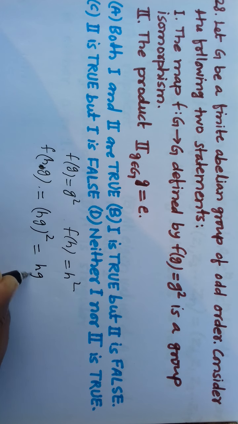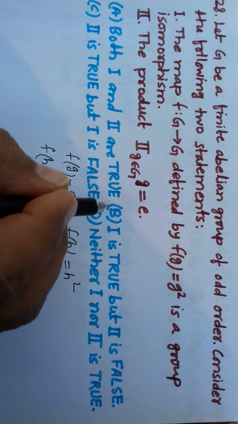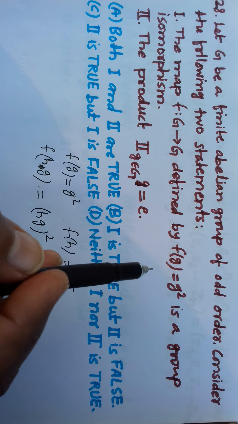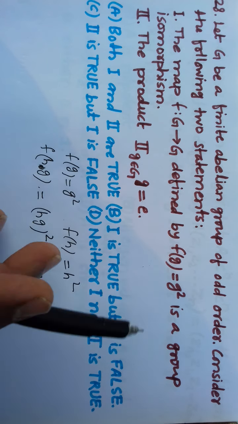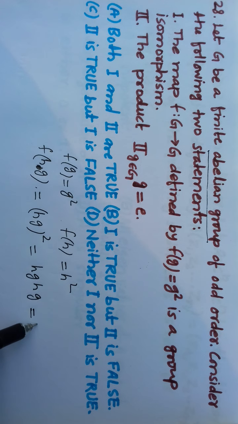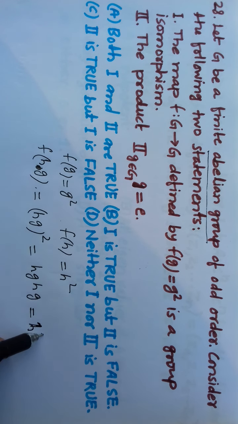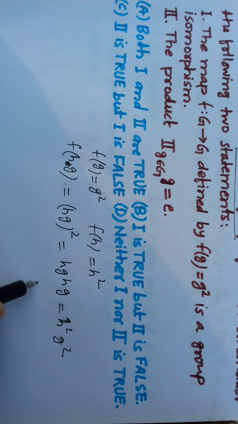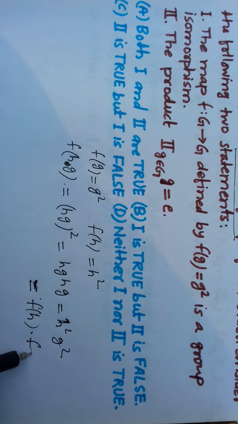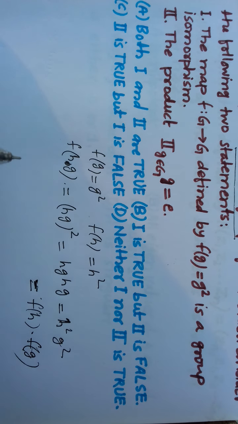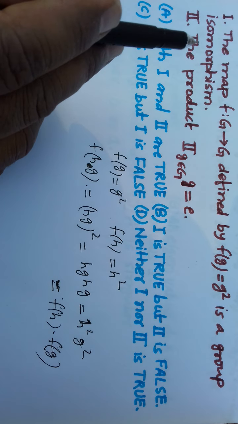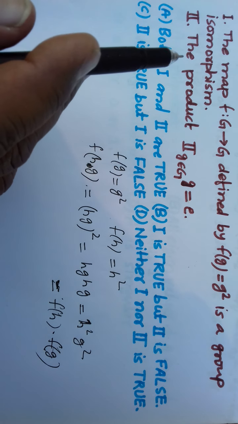Since this group you see in the question is an abelian group, this means that this can be written as h square g square, and we get f(h) into f(g). This means that this relation is a homomorphism, and we have to see whether it is an isomorphism or not.